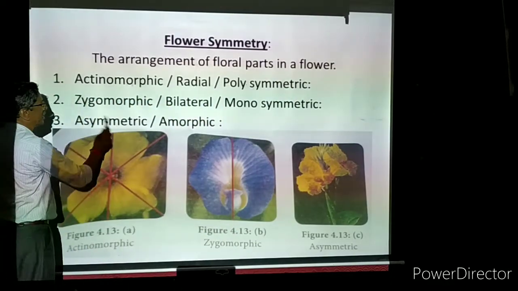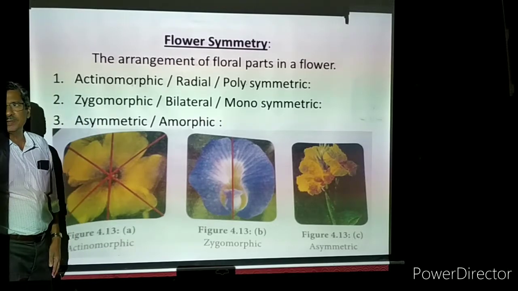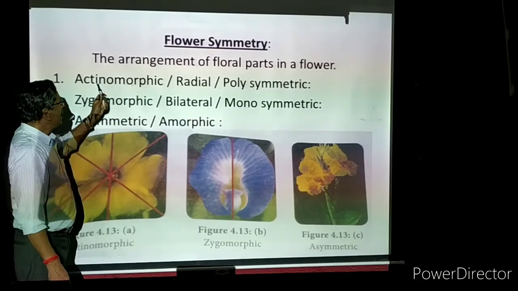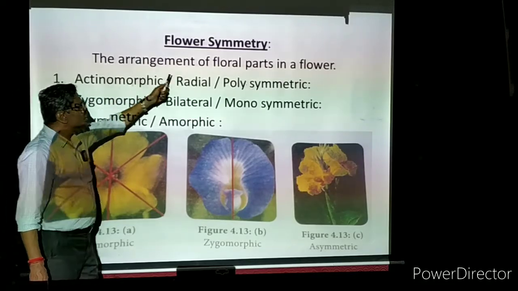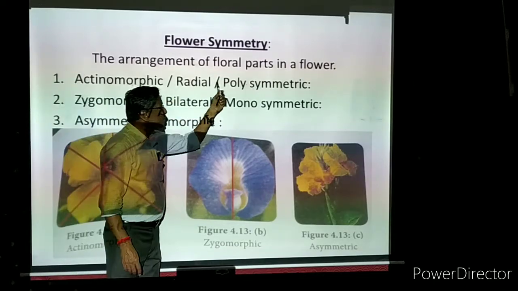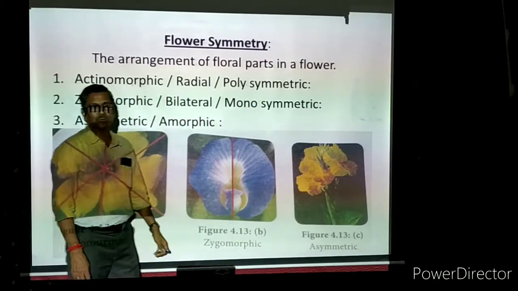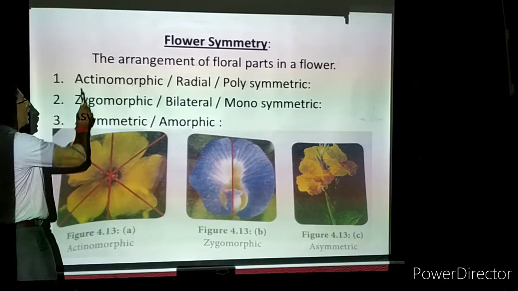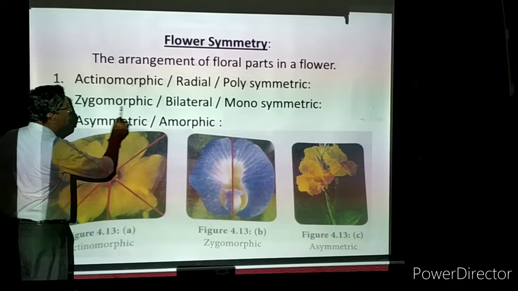Three types of symmetry we can find in the flowers. One is actinomorphic. This actinomorphic symmetry is also called radial symmetry. One more is also there, polysymmetric. The three terms are there, but all are representing only one meaning. Actinomorphic. Second one is zygomorphic.